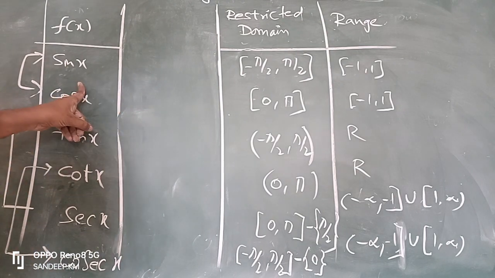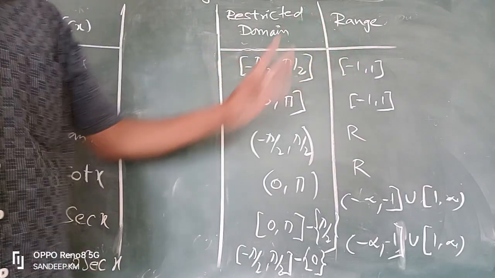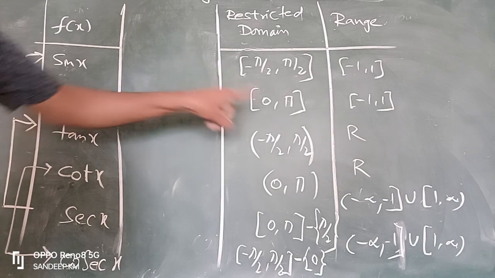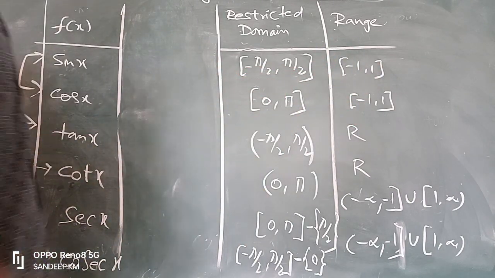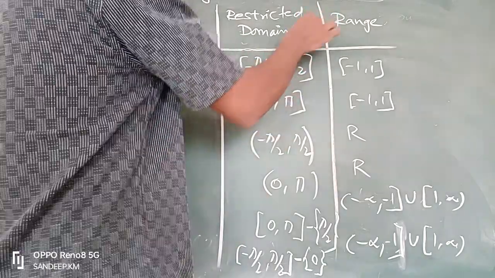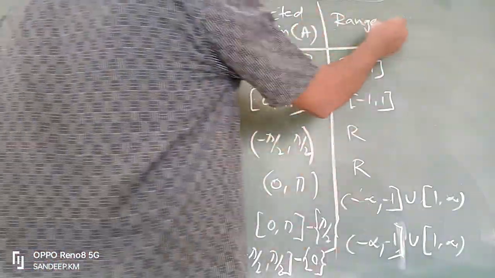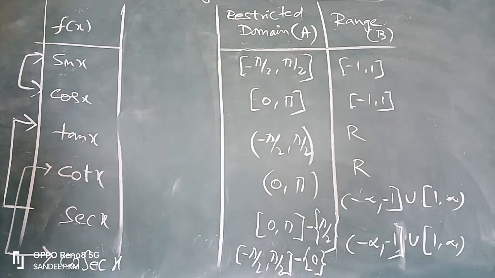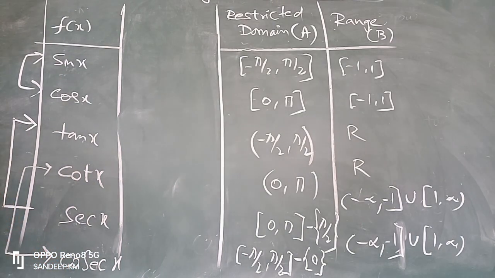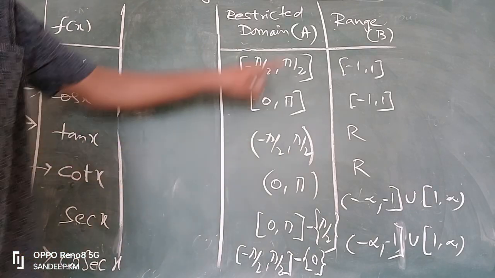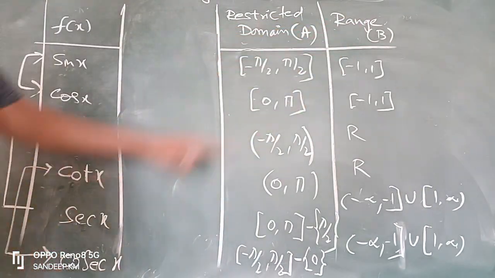So sin x is a bijection if this is the domain and this is the range. Cos x is a bijection if this is the domain and this is the range. Similarly for the remaining also. Let the restricted domain be represented by capital A and the range by capital B. So now I am going to define inverse trigonometric functions. Listen carefully, and remember what is capital A and what is capital B for all.